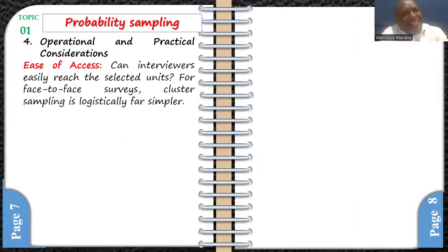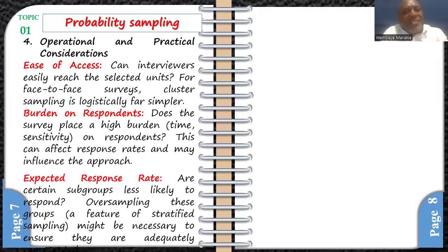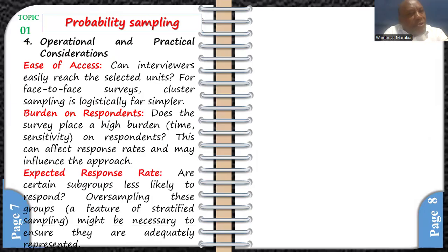Look at the ease of access. Can interviewers easily reach the selected units for the face-to-face surveys? Number 2, burden on the respondent. Does the survey place a high burden, that's time sensitivity, on the respondents? This can affect response rates and may influence the approach.